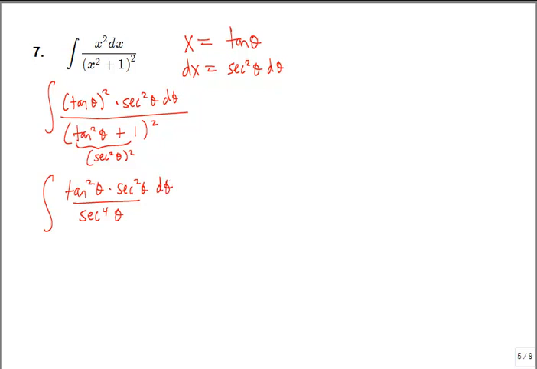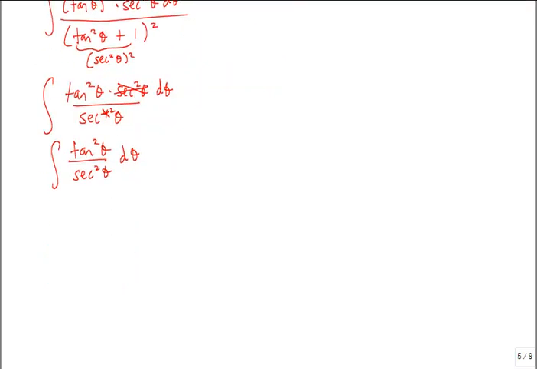Now we want to reduce as much as we can. I'm going to cross off two of these secants, so we'll have tangent squared theta over secant squared theta d theta. All right, so now what do we do? Well, at this point you have lots of options, okay? There's more than one correct way to do this.